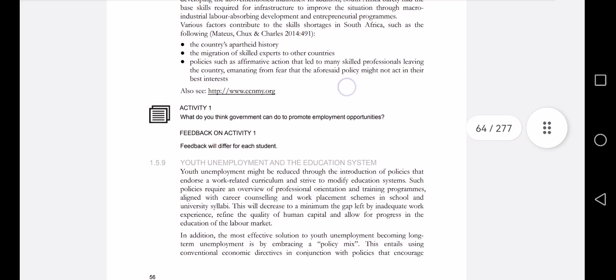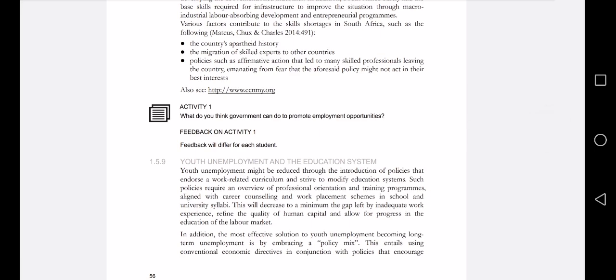Various factors contribute to the skills shortage in South Africa, such as the following (Matthias, Chess and Charles, 2014, page 491): the country's apartheid history, the migration of skilled experts to other countries, and policies such as affirmative action that led to many skilled professionals leaving the country, emanating from the fear that the policy might not act in their best interest.